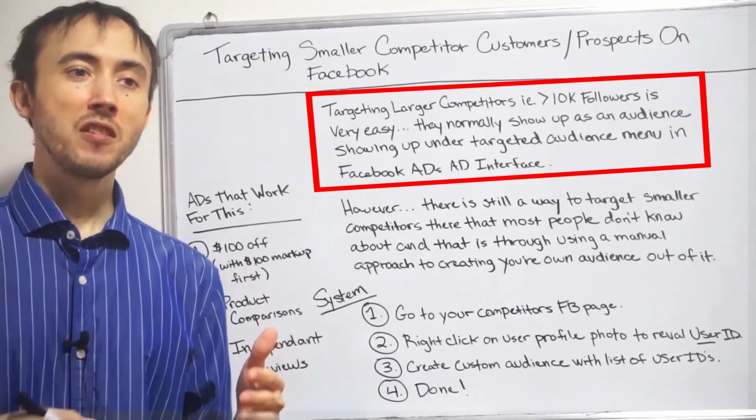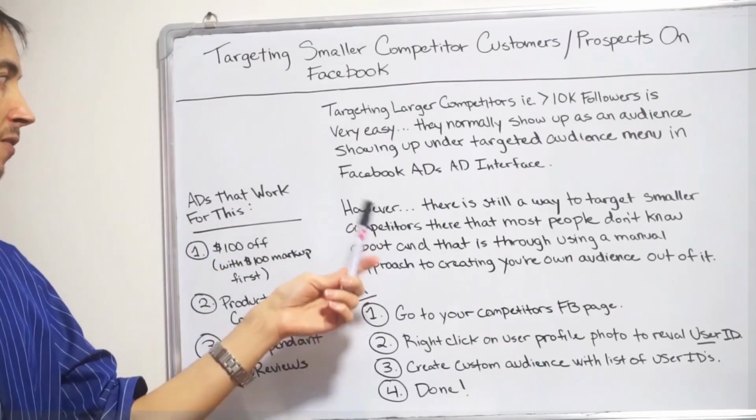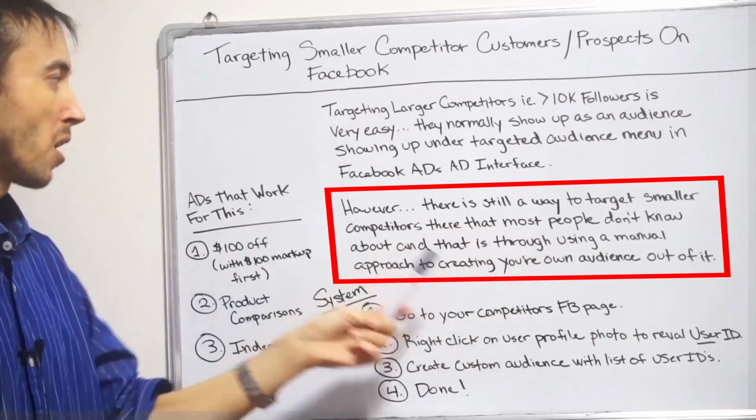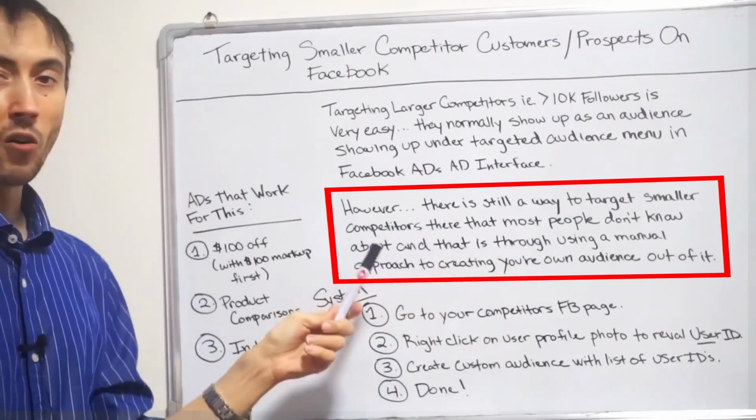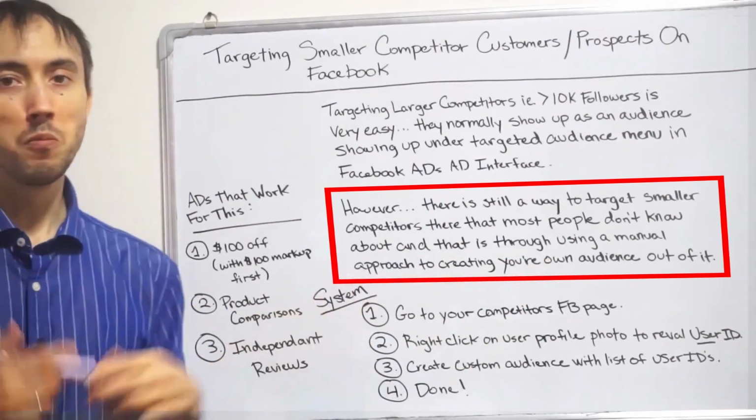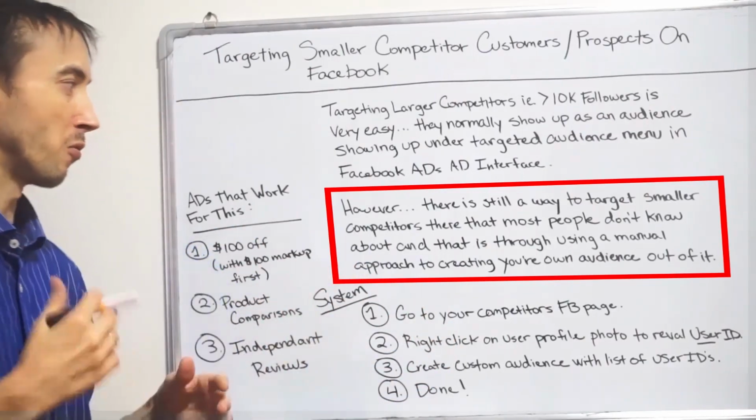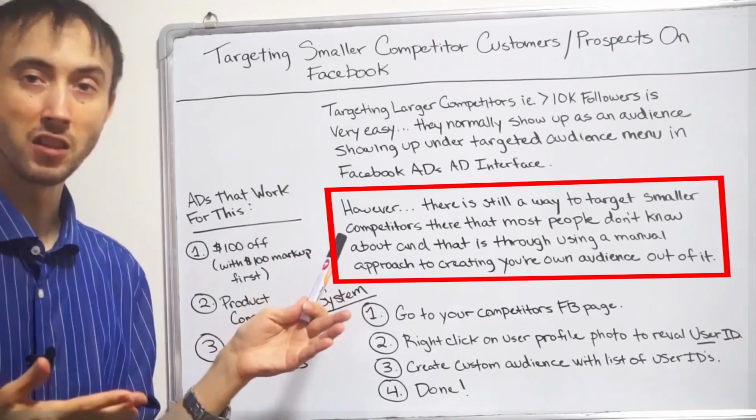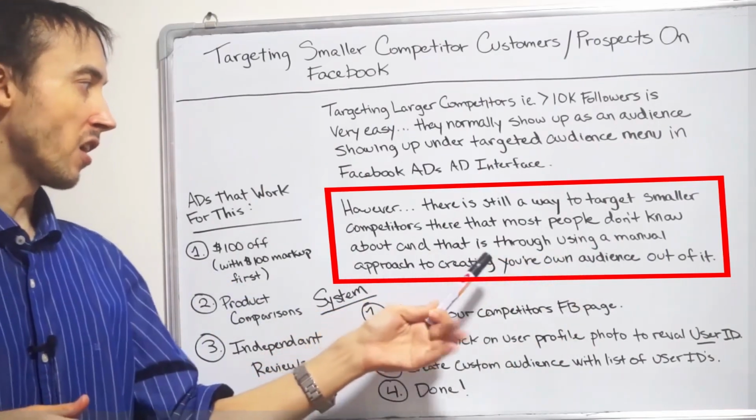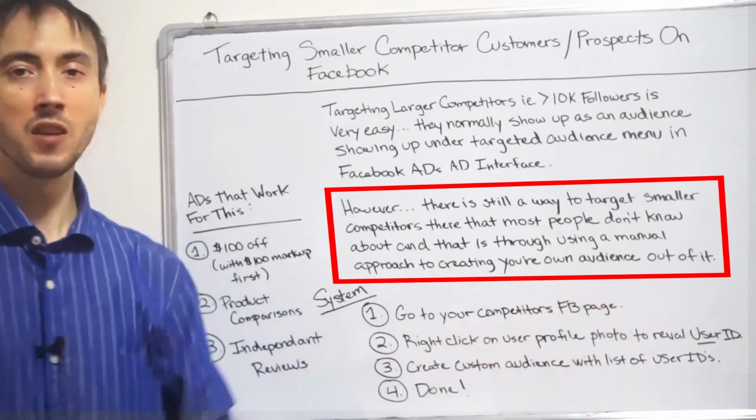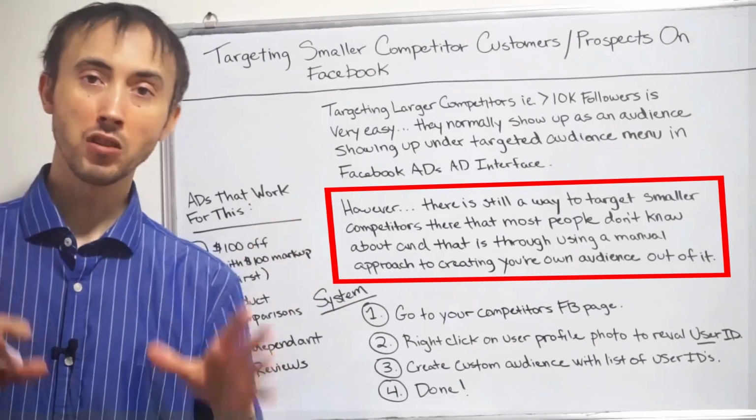At least until you know that it's a staple of your entire marketing strategy that just works and you're tired of doing it already. However, there is still a way to target smaller competitors on Facebook that most people don't know how to do. I'd say less than 5% for sure, or probably less than 1% to be realistic, know how to target the smaller competitors. And that is through using a manual approach, creating your own audience out of it. In other words, you're going to create your own custom audience that's supposed to target that competitor.